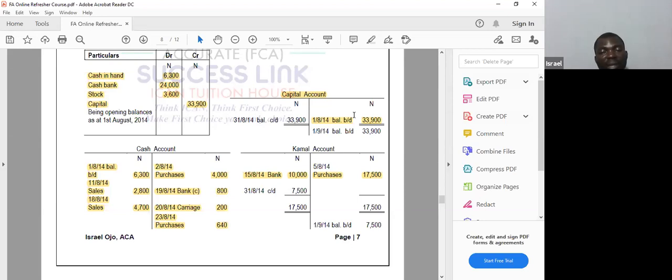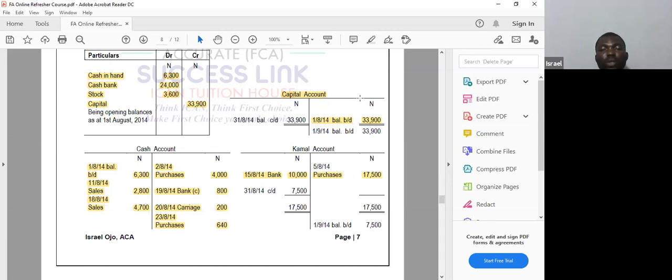Everything I've painted is what I've explained, just so that you're able to follow what we have explained and what we have not done. Now, if you look at the credit side, on the right hand side, we have 33,900 painted there. It means that is what we have entered.